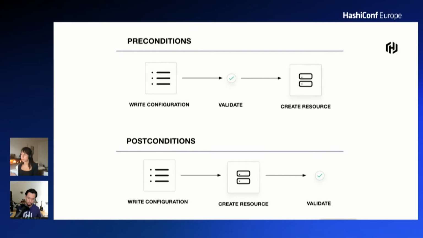Post conditions happen at a different stage. So you write your configuration, including the post condition, create the resource, and then Terraform will perform the validation. So this is useful for generated values that are known after provisioning time. Perhaps you want to verify that the instance that you're deploying was assigned a DNS record, or that it was deployed within a specific subnet. So you can use post conditions to validate on those unknown values that are generated once the infrastructure resource is created.